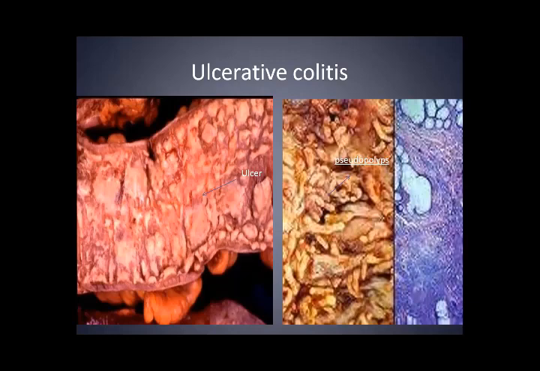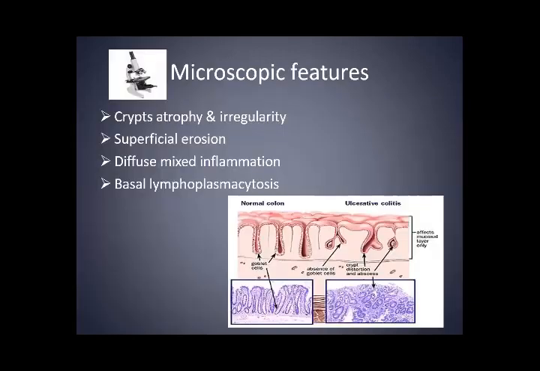So if we look at the microscopic picture, the characteristic features of ulcerative colitis are small crypts, atrophy, and irregularity, superficial erosions, mixed inflammation, and crypt abscesses. If you look at the normal mucosa, you can see the goblet cells, and then you can see the atrophy and absence of goblet cells, and then in the late stage, there are crypt abscesses. This is the late complicated form of ulcerative colitis.